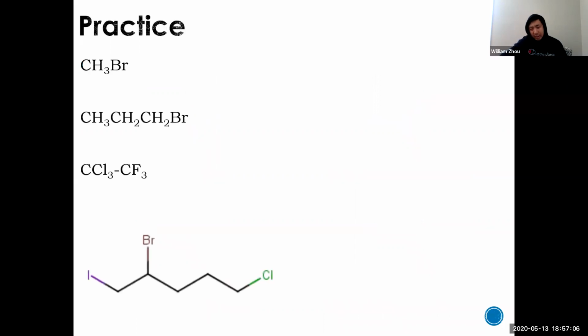All right, so let's do the practice questions. I want to do the first few together. The first one is a very simple one. What is it? Bromomethane. Yes, bromomethane. Done. That's all you need. Bromo because of the Br, methane because you have 1 carbon. This is identical to one of the example questions, except it had a chlorine.